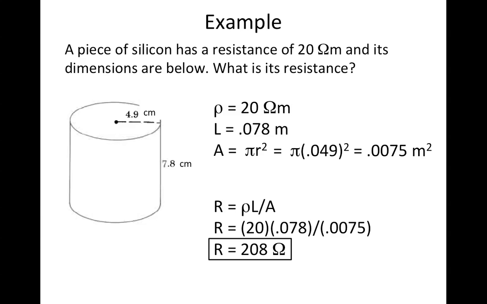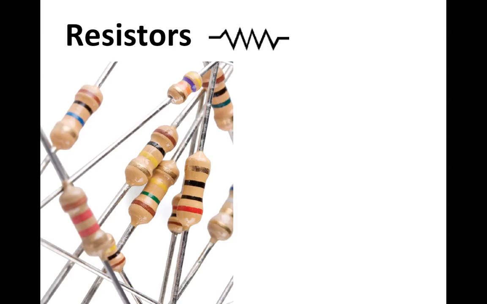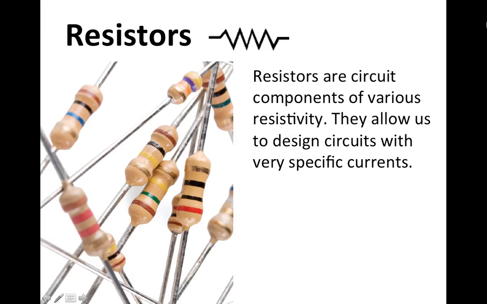We use resistance most often in components called resistors, and this little squiggly line is the symbol that we use for resistors in a circuit diagram. They look like this in real life with little stripes, and you will see them more when we do labs. Resistors are circuit components of various resistivity. They allow us to design circuits with very specific currents. If you want to reduce the current in a section of a circuit, you need to use a resistor to slow it down.